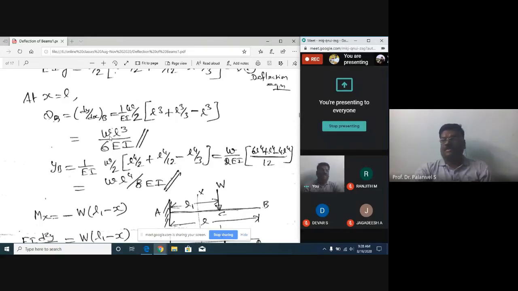You should not forget: a cantilever beam subjected to UDL. What is the slope at the free end? It is wL cube divided by 6EI. Right?